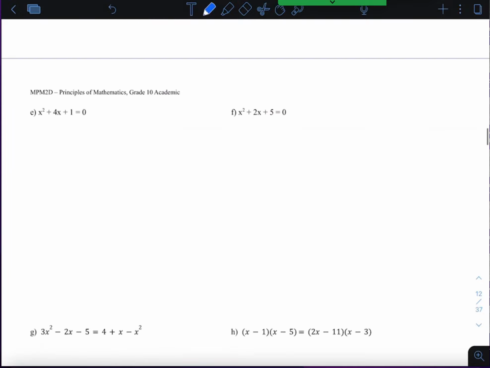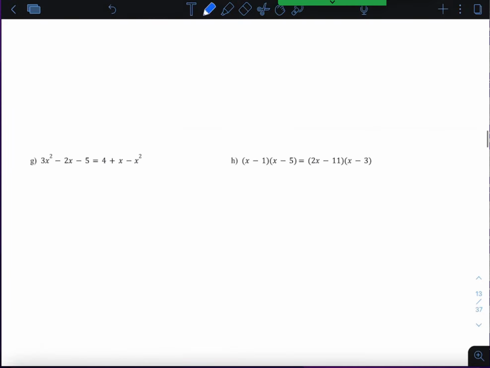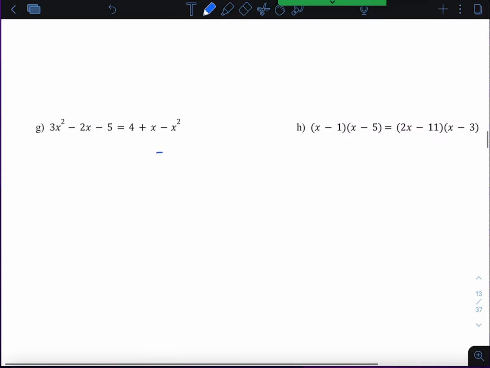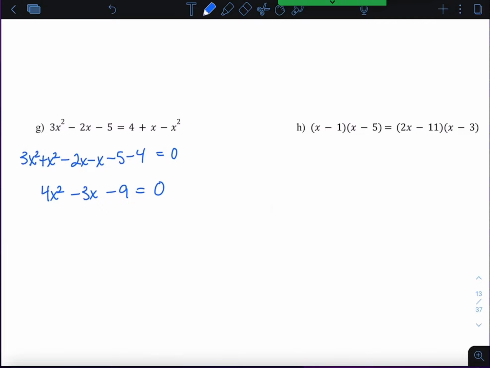All right, so what happens when your quadratic equation looks something like this? Well, what we have to do is ensure that one side equals 0. So what I'm going to do is bring everything over to this other side and combine like terms. So I'll have 3x squared plus x squared, minus 2x minus x, minus 5 minus 4. 4x squared minus 3x minus 9 equals 0.